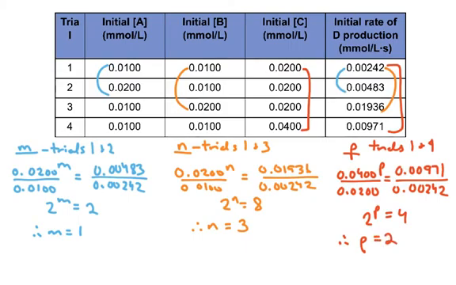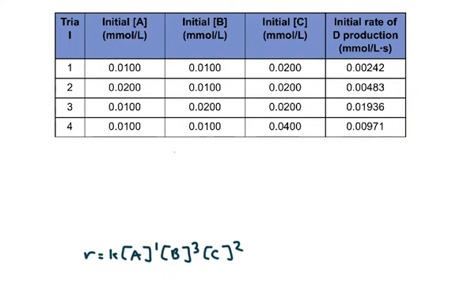So let's put our basic rate law together down here at the bottom. So we've got R is equal to K, A is raised to the 1, B is raised to the 3, and C is raised to the 2. All right, stage 1 complete. Time to do stage 2, come up with our K. All right, we know what to do.